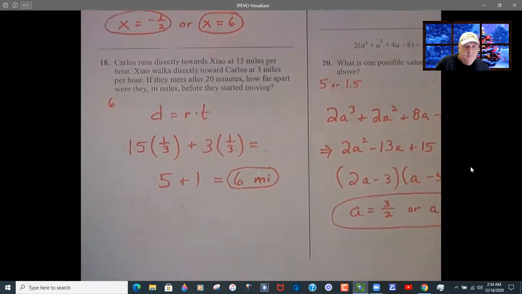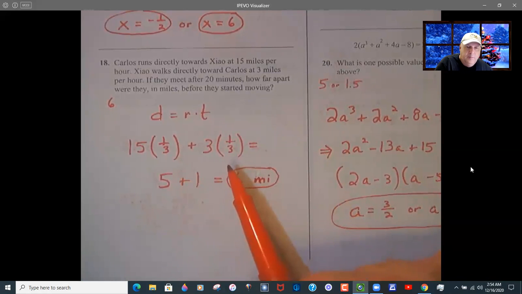Problem 18. I promise you they're going to ask you a question with distance, rate, and time. Both of these situations are, I call them dirt problems. Both of these situations are rate times time. And the time is not 20. It's 1/3 of an hour because we have to keep things in miles and hours. So 15 times 1/3 plus 3 times 1/3. After 20 minutes they're coming towards each other. How much are they going to cover after that 20 minutes?